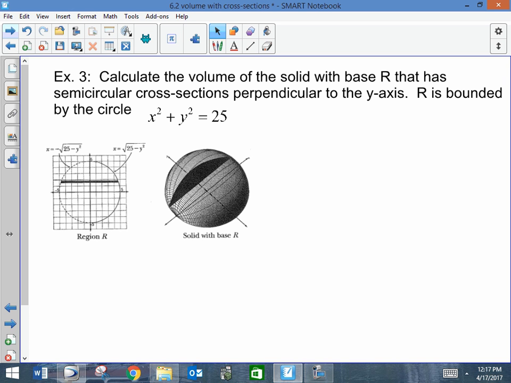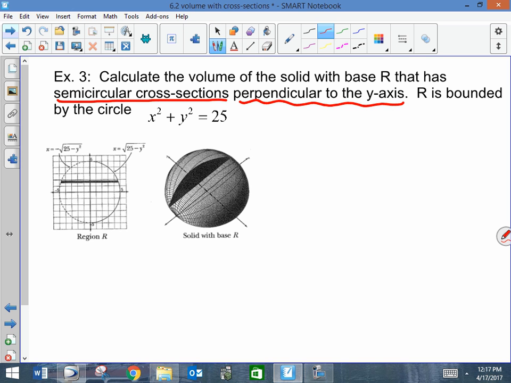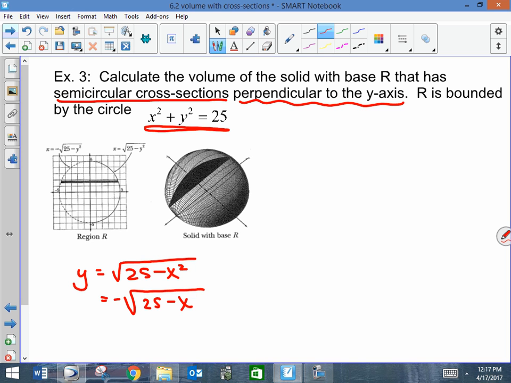So calculate the volume of the solid with base R that has semicircular cross sections that are perpendicular to the y-axis. R is bounded by the circle x squared plus y squared equals 25. Okay, now if you were going to put this in your calculator, you would have to put it like this, because that's the only way that function is going to be there.